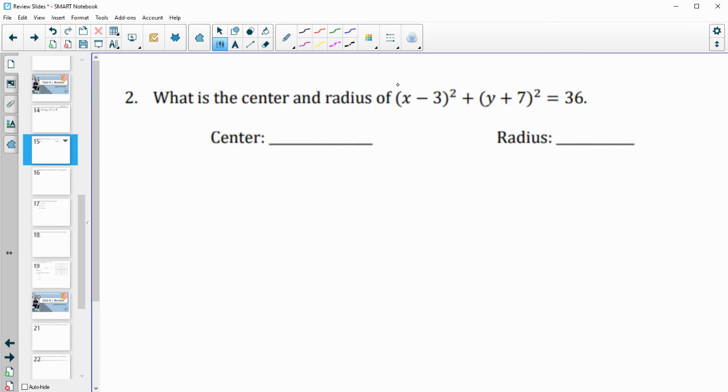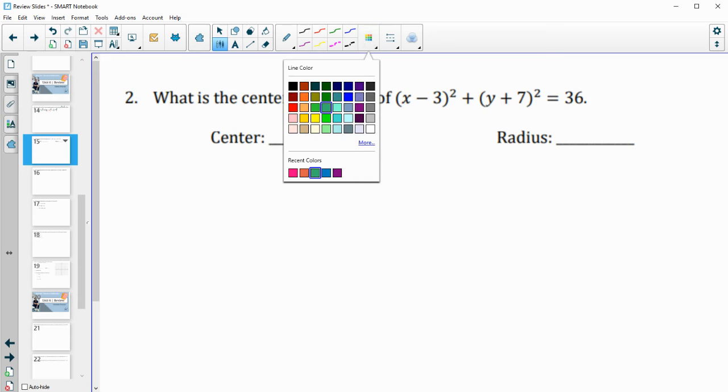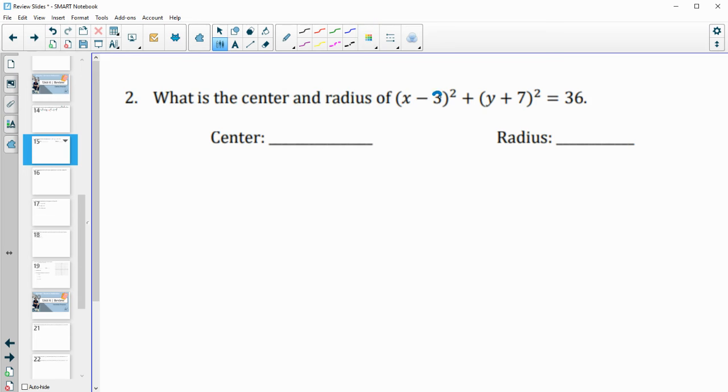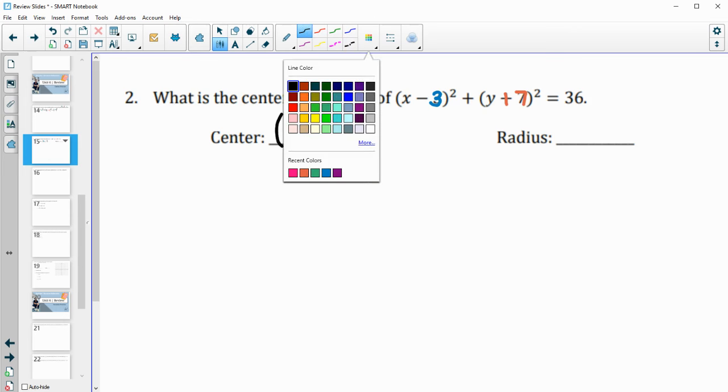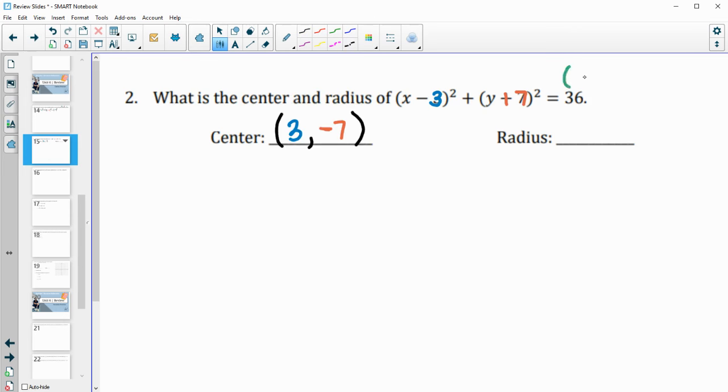So then what is the center and radius of this equation right here? So this number that's subtracted from x here is our x coordinate of our center. And the number subtracted from y here is our y coordinate of our center. So remember, if this is positive, we subtracted a negative 7. So this is actually negative 7 for your y coordinate. So this would be your center. It's always opposite of what it looks. And then we need to know what number here was squared. So 36 is 6 squared, so the radius is 6.